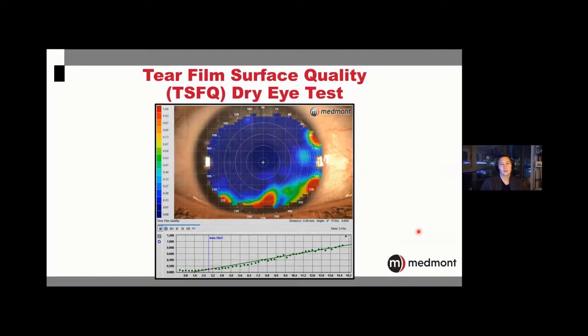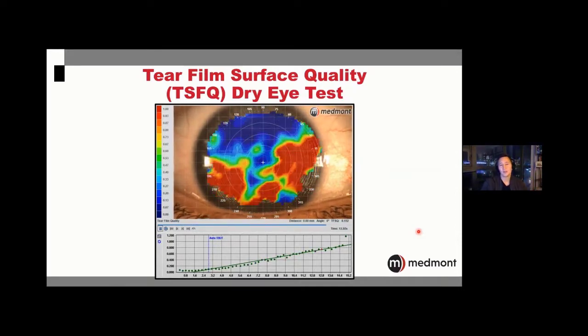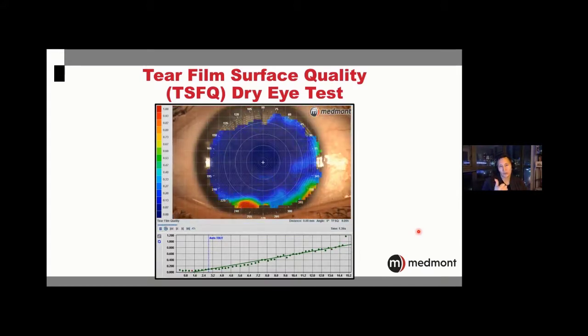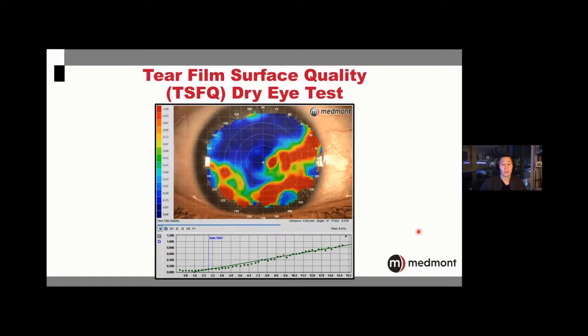Using the tear film surface quality dry eye test, you're able to monitor the fluid layer over a series of seconds, in this case about 15 seconds, to get a sense of not only what is the quality of the tear film, but at what point does it break up? At what time do you get a tear film breakup?